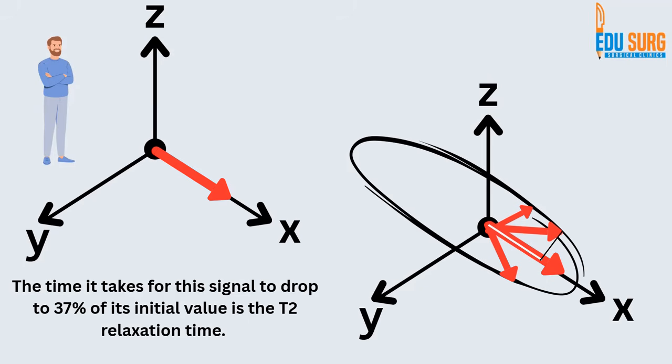Like I said, water takes a long time to relax, so the signal of water will be there for a longer time, and that is why water is bright on T2. On the other hand, fat takes less time to reach the 37% mark and then starts going towards the resting state, that is the z-axis, and that is why fat has a shorter T2 relaxation time. So when we say T2 phase, we are basically talking of the dephasing of the protons in the XY plane.